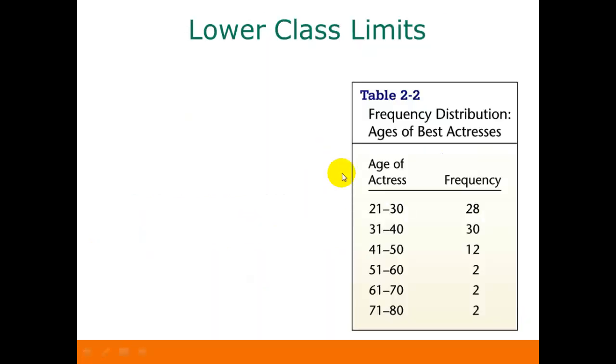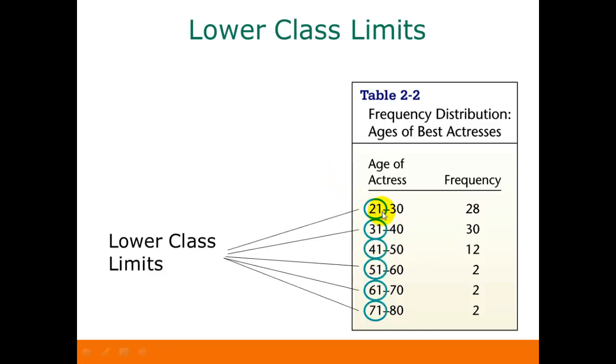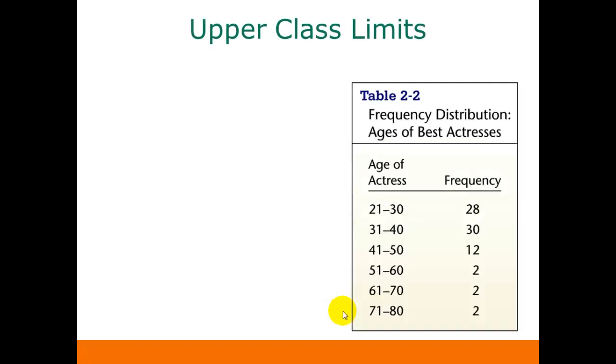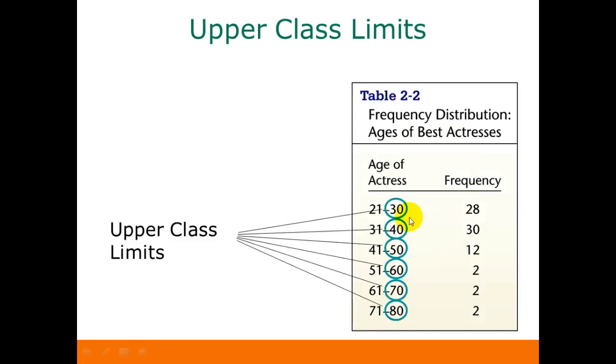Here's a frequency distribution for the ages of actresses who won the Best Actress award. So here are our classes, 21 to 30, 31 to 40, and so on. So the lower class limits are just the first numbers in each class. So 21, 31, and so on up to 71. Then the upper class limits are the largest numbers in each class. And notice that here, because our ages are just given in years, we go from 21 to 30, and then the next class starts at 31.